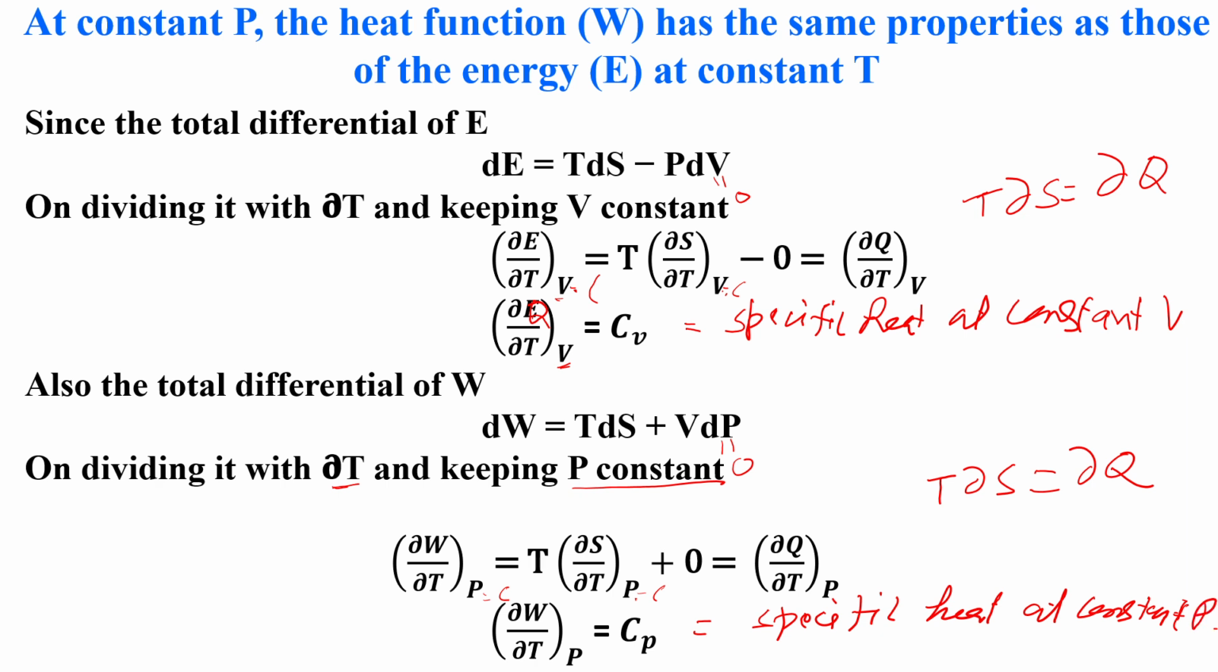So Cv is the specific heat at constant volume, which is equal to curly Q upon curly T at constant volume, and Cp is the specific heat at constant pressure, which is curly W upon curly T at constant pressure. So at constant pressure, the heat function W has the same properties as those of the energy at constant volume. They look similar.